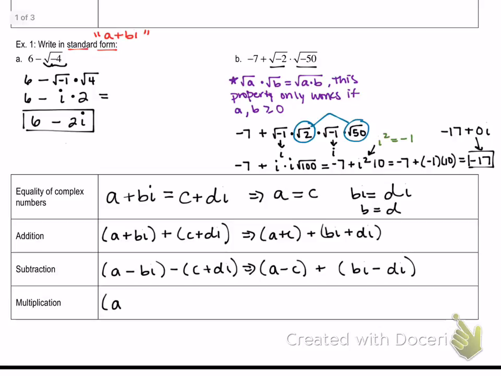When I'm multiplying two complex numbers, then you just approach this with the same strategy of FOILing, and then remember that i squared is equal to negative 1. And so that will be important here as we do a couple of examples.